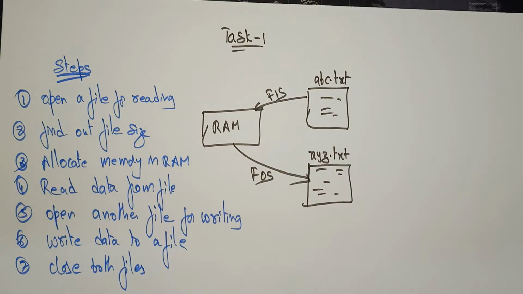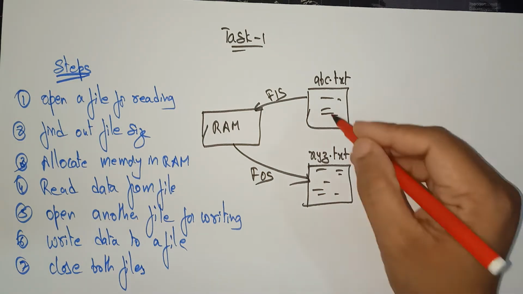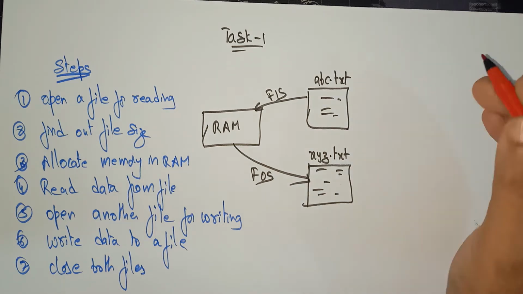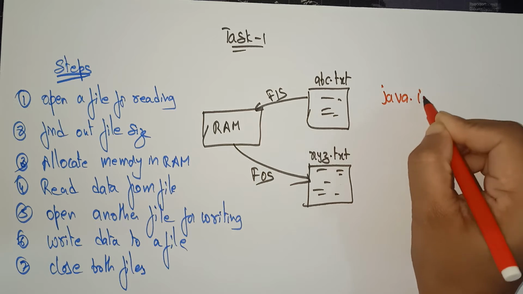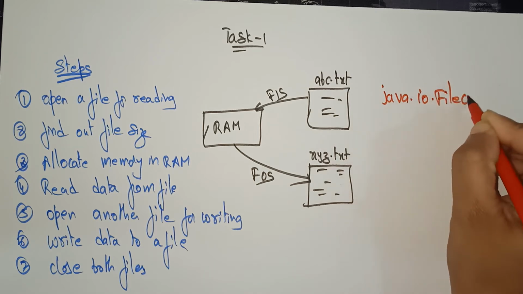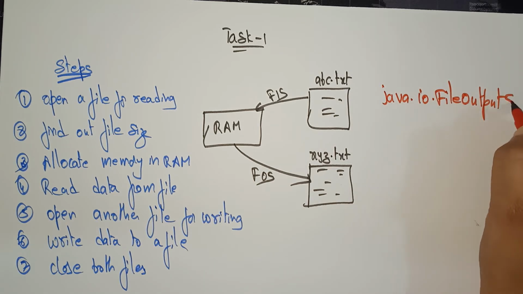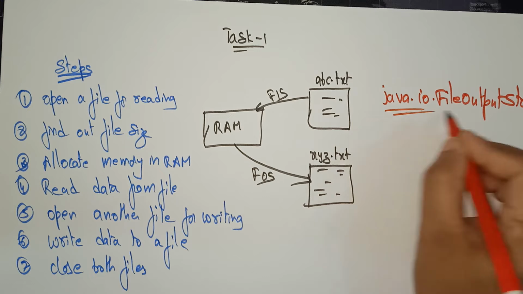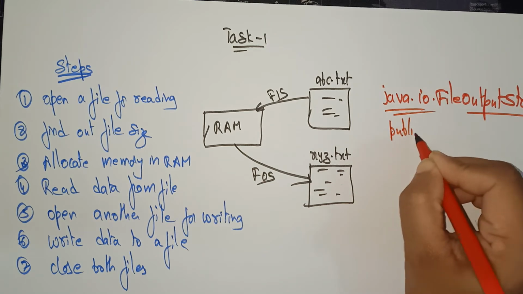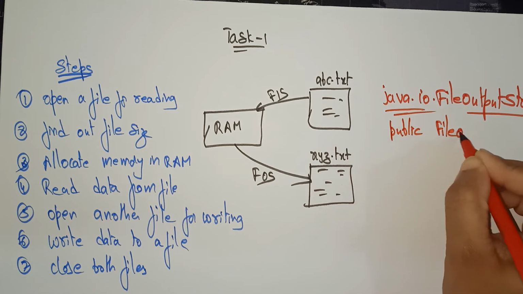Before writing the program, first we need to consider what methods and what constructors we need to take. Go to the command prompt and use the javap tool: javap java.io.FileOutputStream. In this FileOutputStream, you have to take the public FileOutputStream.